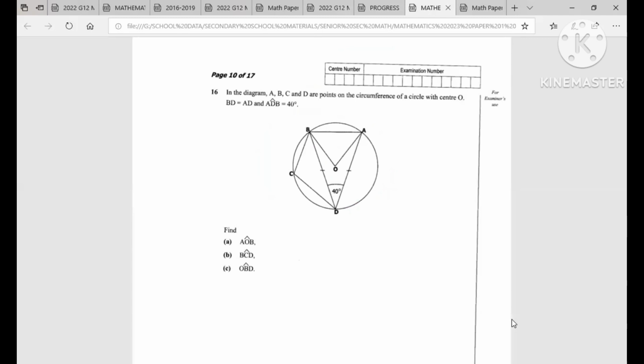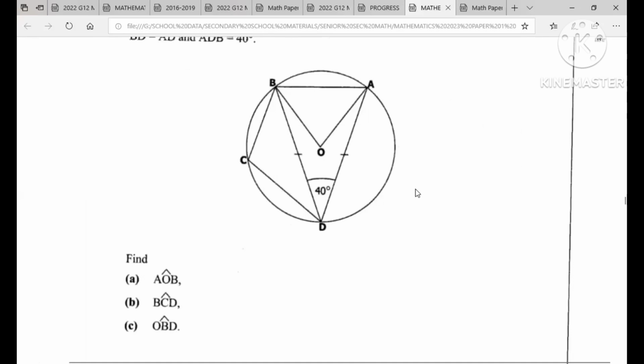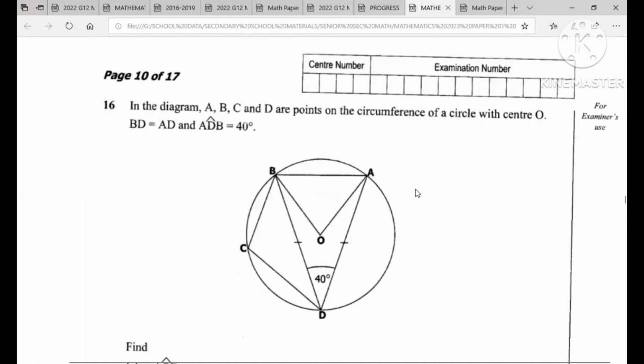Okay, so let me just read it. So the question is, in the diagram, A, B, C, and D are points on the circumference. Is it possible to zoom it, sir? Try to zoom it, maybe. I tried to zoom it. Okay. Is it visible? Yes, now. Okay, thank you.